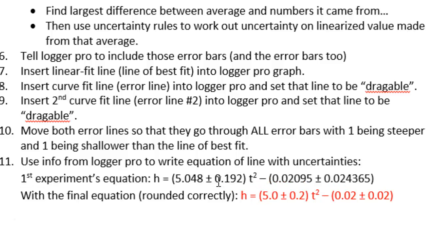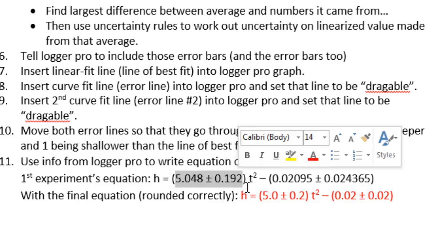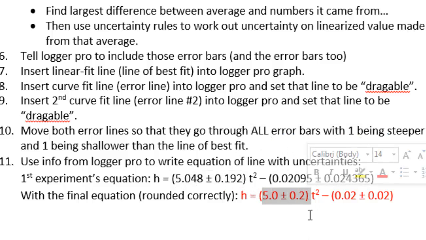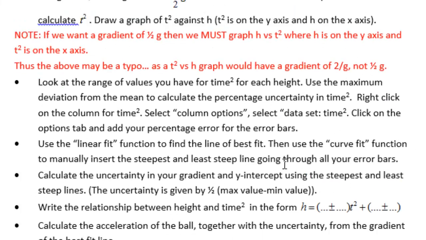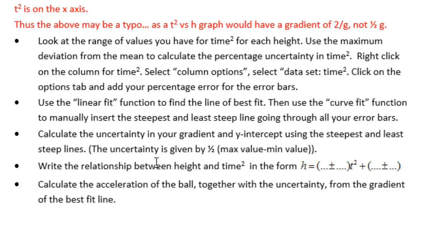So the 0.192 gets turned to 1 sig fig. All right. The 0.02 turns to 1 sig fig. Then you pair up decimal places with the number in front. So the 5.048 goes to 5.0 because there's one decimal place. The 0.02095 goes to 2 decimal places because the uncertainty has 2 decimal places. Okay, so now you are done with these parts of your instructions.